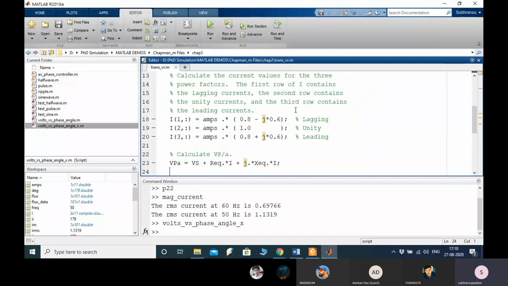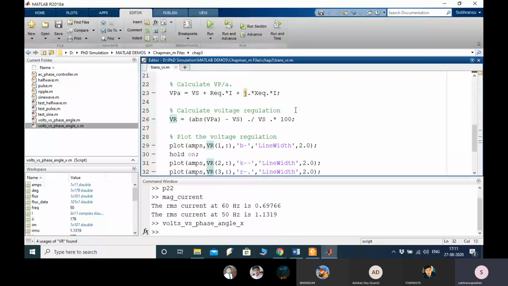So here, as you see, the leading current is I times (0.8 plus j0.6), where 0.8 and 0.6 are the power factor components. If it is a unity power factor, there is no need to do anything, just I. And if there is a lagging power factor, then it is 0.8 minus j0.6, right?